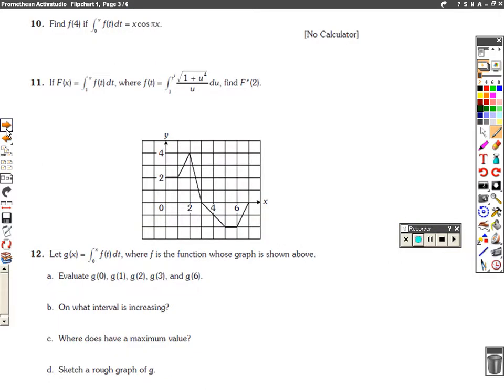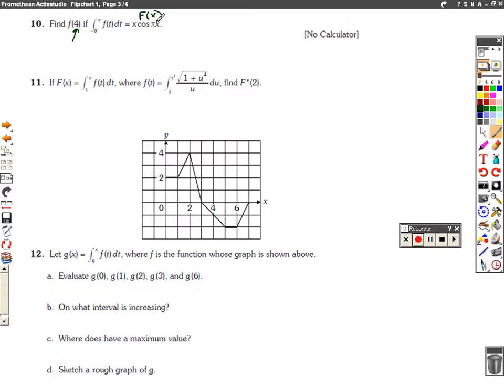All right, moving on. Number 10, find f of 4 if the integral from 0 to x of f of t dt is this value. Okay, so this is kind of backwards. They've given us the integral, and now they want us to plug 4 into basically the derivative. This is like big F of x, the antiderivative.